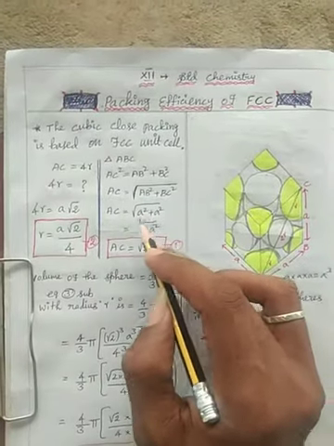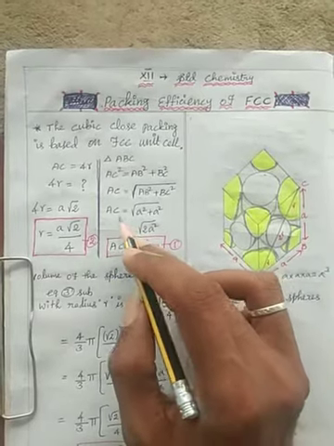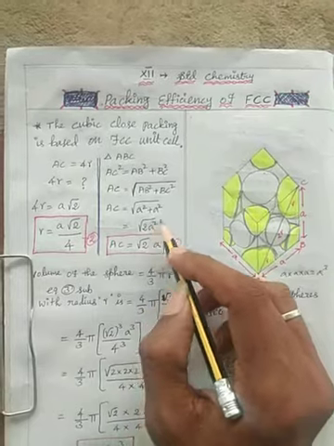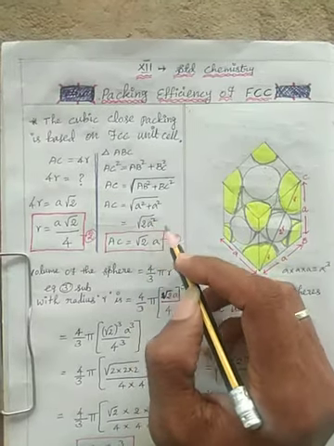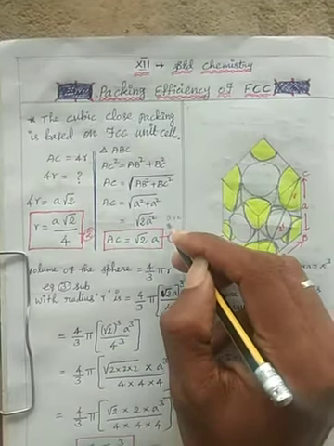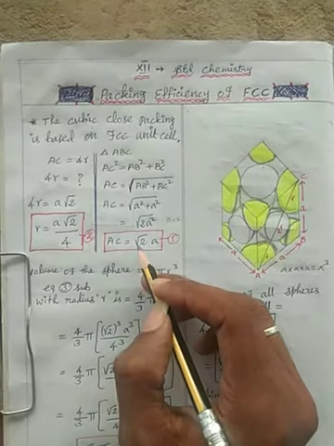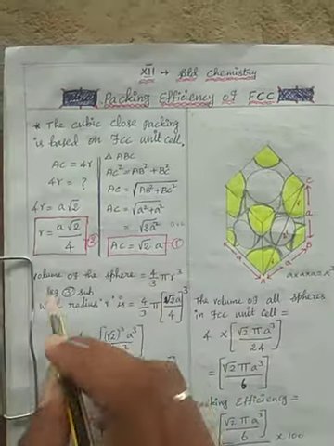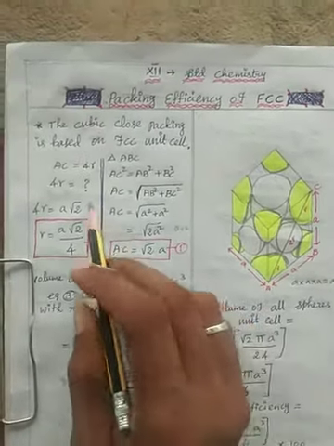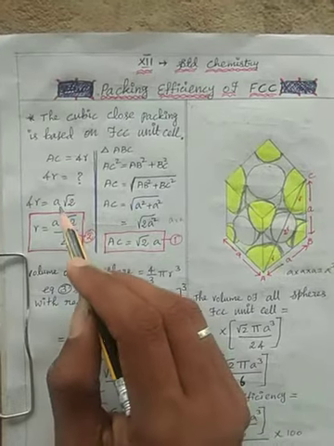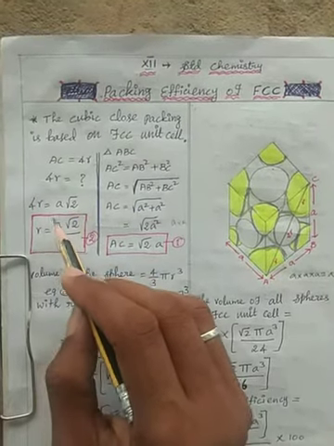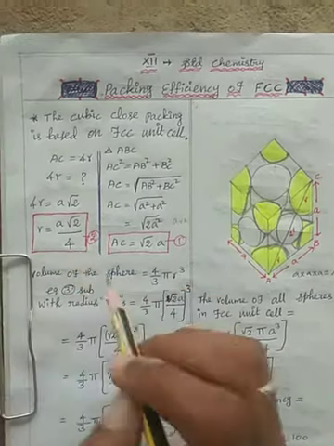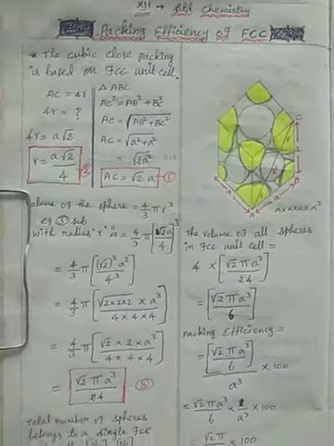So applying the given data for AC: a squared plus a squared is 2a squared, so the root gives AC equal to a root 2. Applying this to 4R: 4R equals a root 2, so R equals a root 2 by 4. Now we apply this equation.